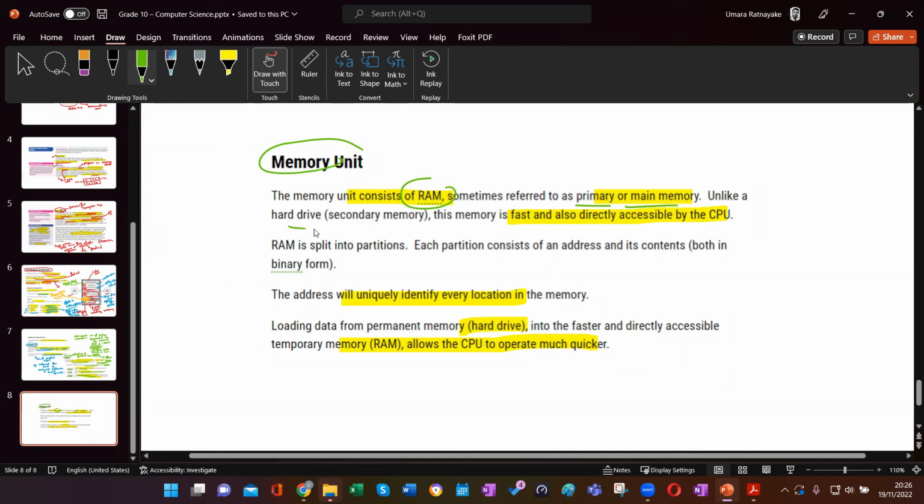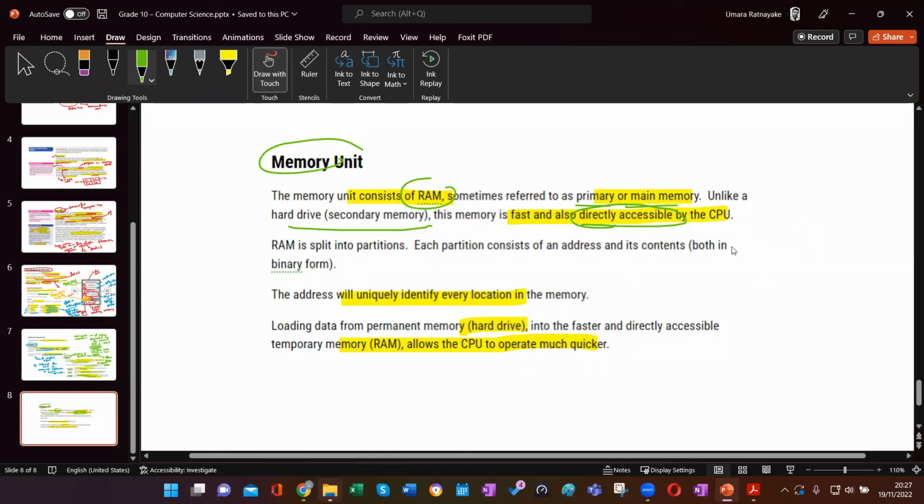It's faster than the secondary storage, right? And it is the memory which is directly accessible by the CPU. CPU doesn't access the secondary storage directly. It's the RAM which will access the secondary storage. Okay. RAM is split into partitions. Each partition has an address and contents, right?